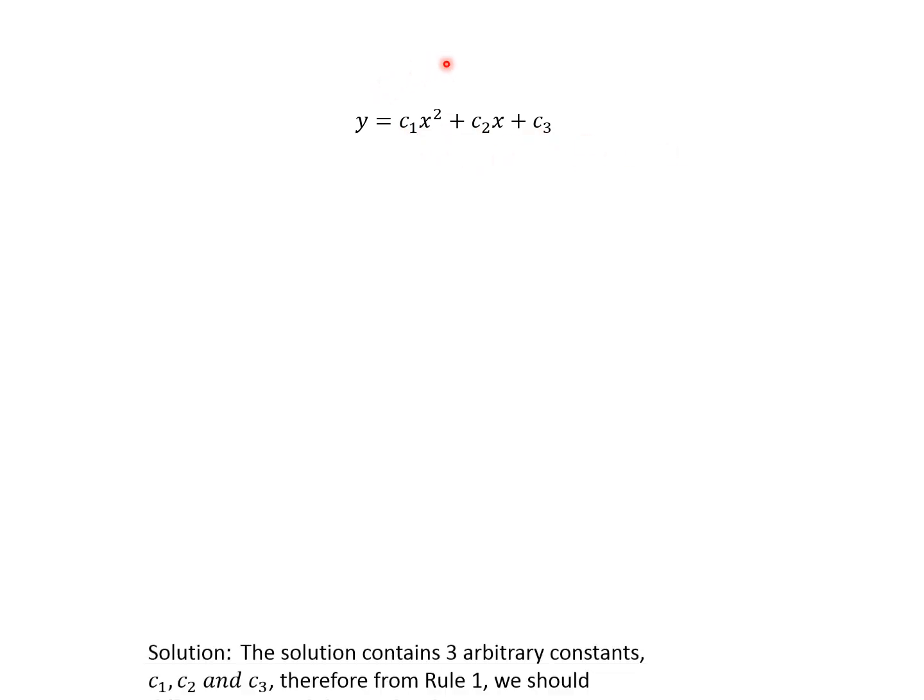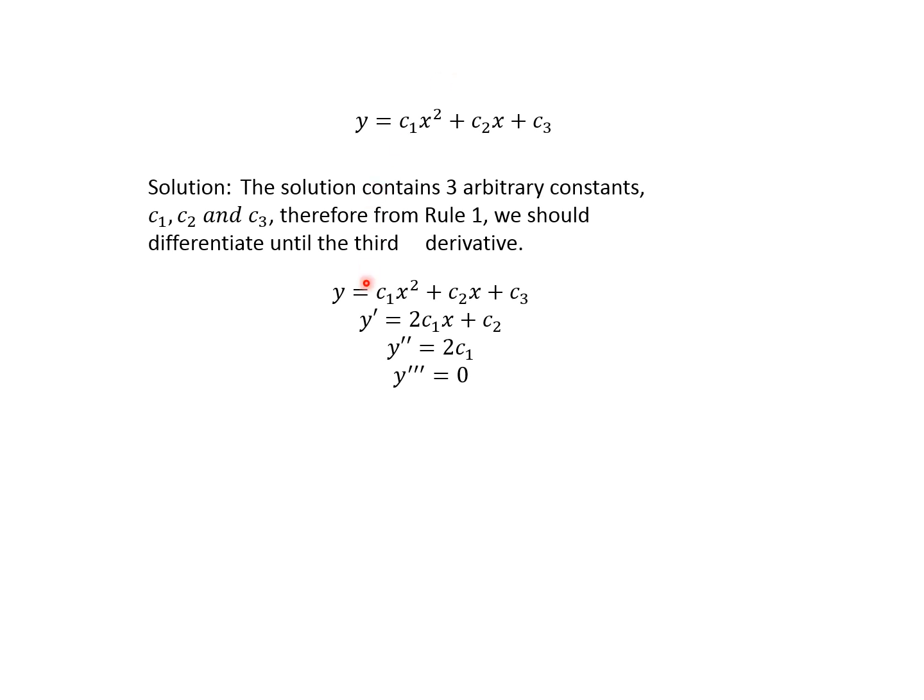The first example is y = c1 x squared + c2 x + c3. How many arbitrary constants do we see? There are 3. So what we do by the rule is differentiate it thrice. The first derivative is what? 2c1x + c2. The next derivative is 2c1, and the next derivative is 0. You can stop here, and you notice that our last equation is already free of arbitrary constants and third order.